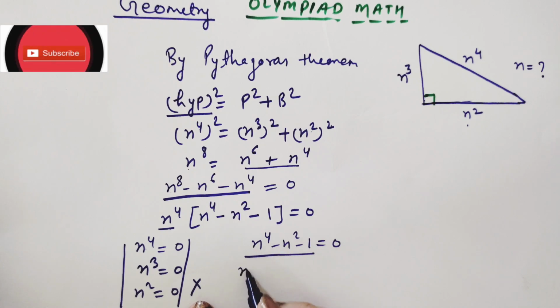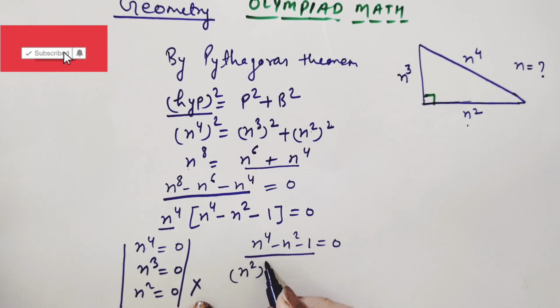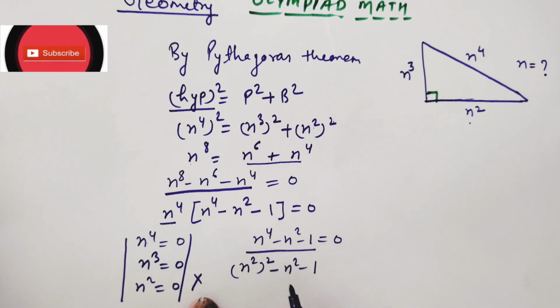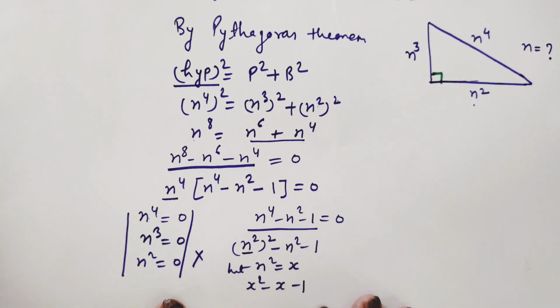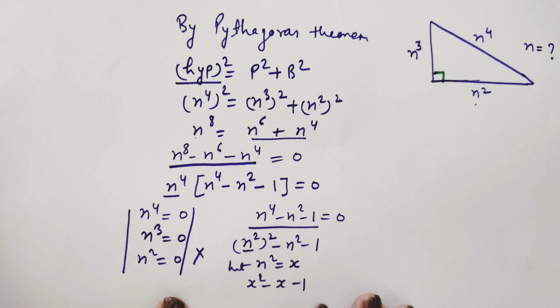n raised to the power 4, we will write as (n square) whole square, minus n square minus 1. Now let us consider n square equals x. So it is x square minus x minus 1. Now we will apply the quadratic formula for finding the value of x.